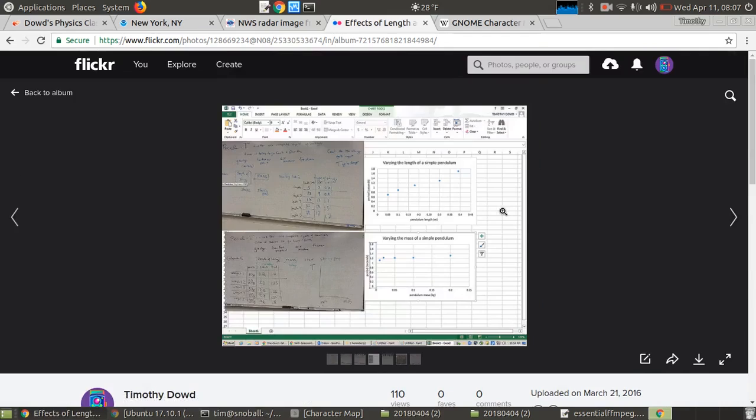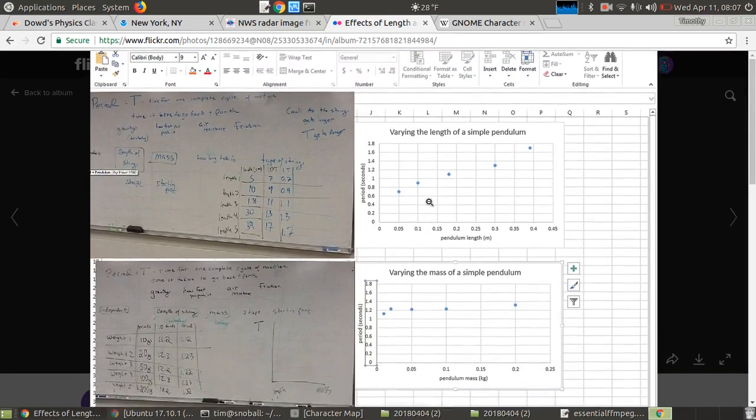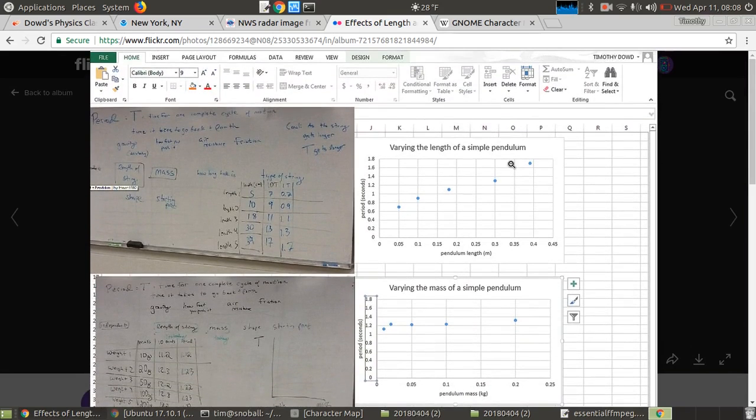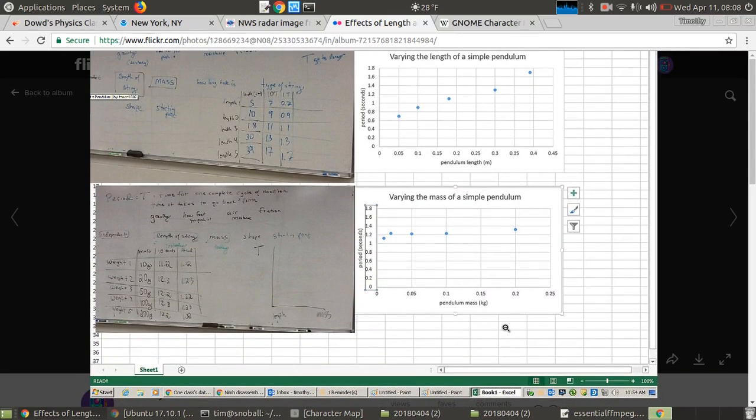If we graph that data, we could see varying the length, we had a definite positive trend. Varying the mass, it stayed almost constant. But I think you guys know why that is.